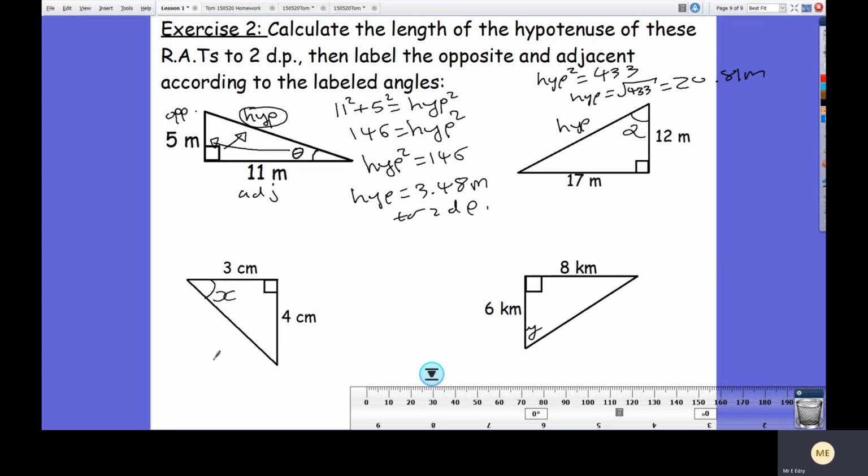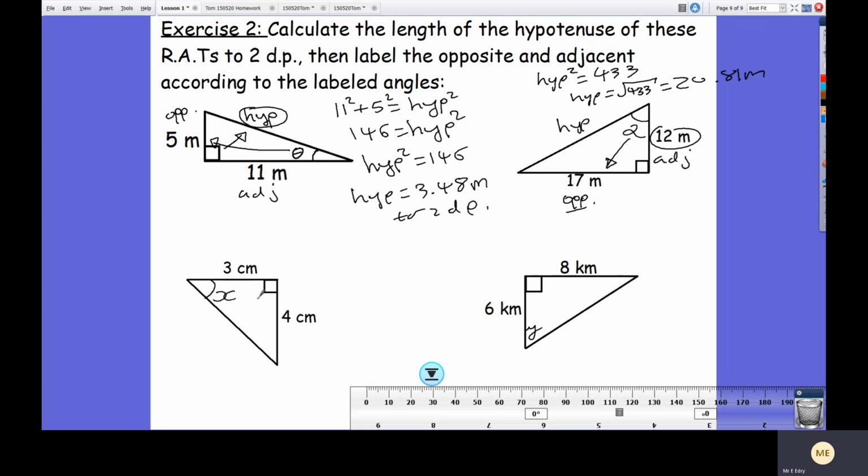And then for question 3, we have a similar sort of thing. First, let me just label it, actually, sorry. If I look opposite the angle that we're given, we have 17, so that is the opposite. And then adjacent to the angle that we're given is 12, because it's the one left. I've got my hypotenuse, got my opposite, so 12 is the adjacent.